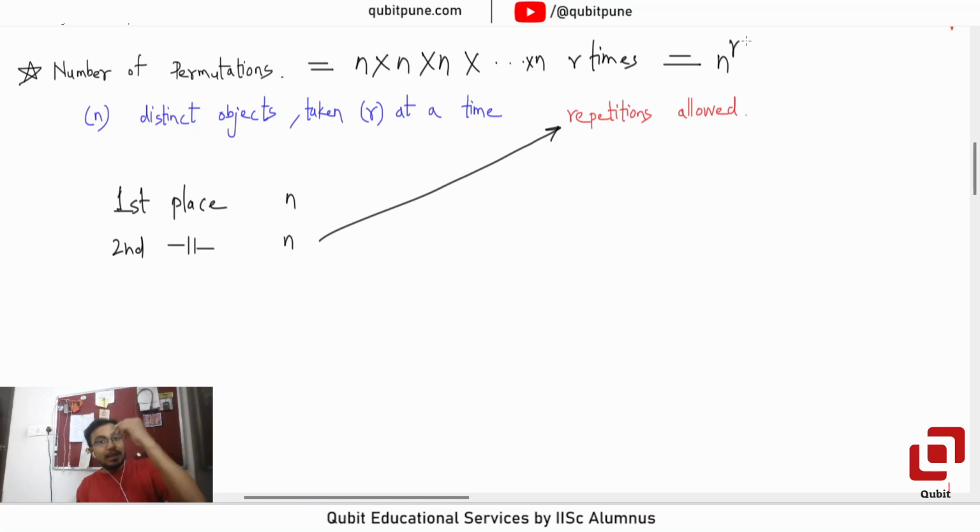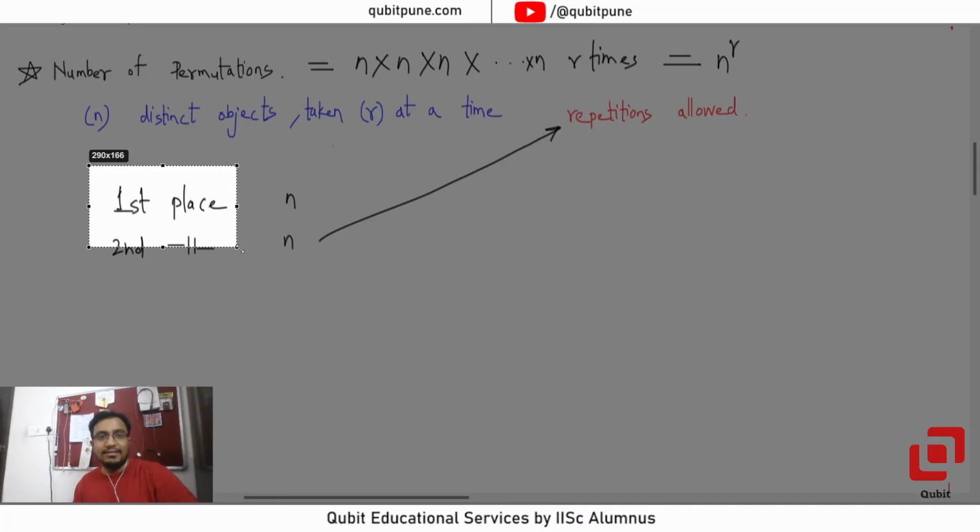Okay. But if you have n distinct objects taken r at a time where repetition is not allowed, then the number of permutations decreases. How does it decrease, or why does it decrease?